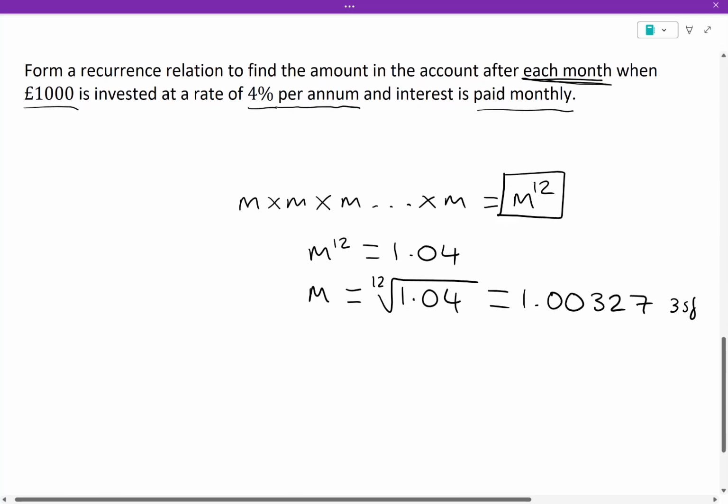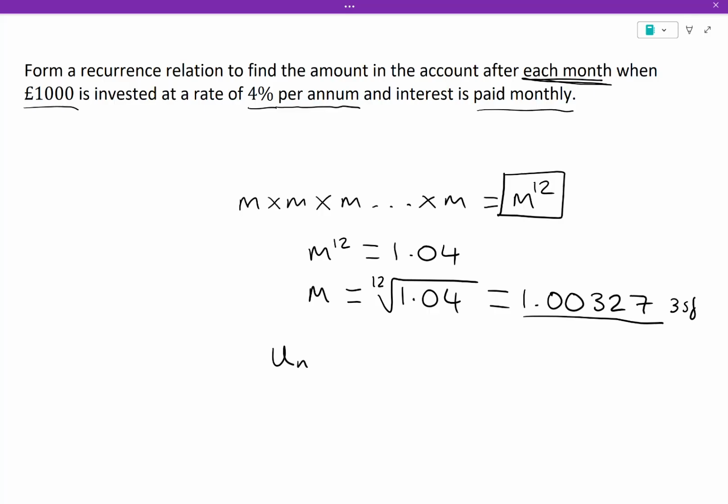Now what we can do is write our recurrence relation. So you're going to take any term in the sequence. The first term is going to be 1,000, and you would multiply by this value here to get the amount in the account after 1 month. So it'd be 1.00327, and that would be equal to U(n+1). The first term in the sequence, which I'm going to call U0 after 0 months, is still 1,000, and we would still write that n must be the same as or greater than 0.